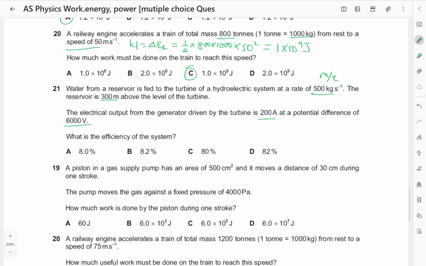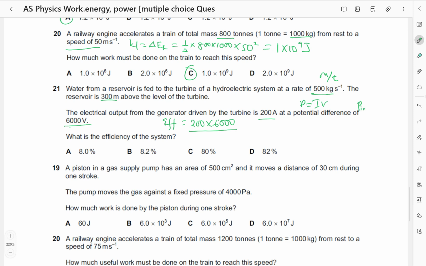So efficiency is equal to power output. Power output is going to be I times V. So this will be 200 times 6,000. The power input will be now moving the water, since the reservoir is 300 meters above the level of the turbine. So water from the reservoir must be fed to the turbine. So moving that water is the energy input. So this is going to be the power input.